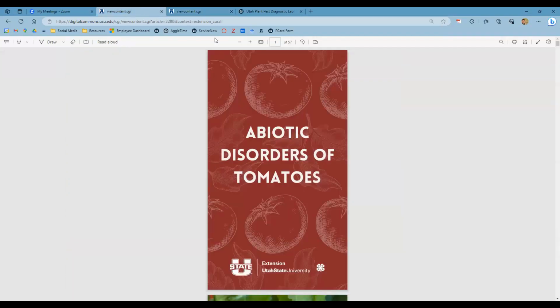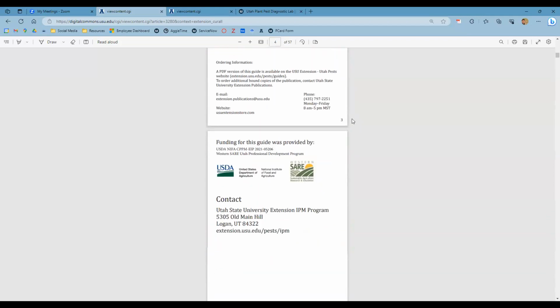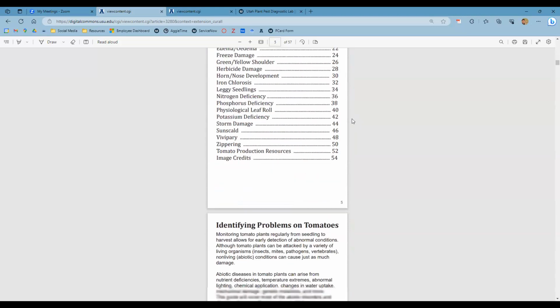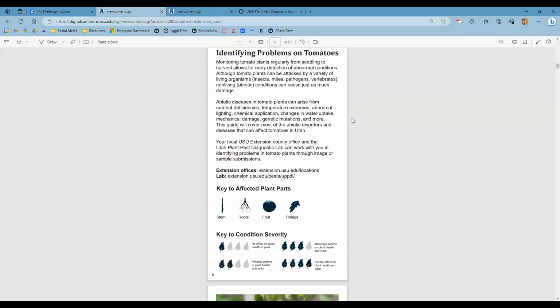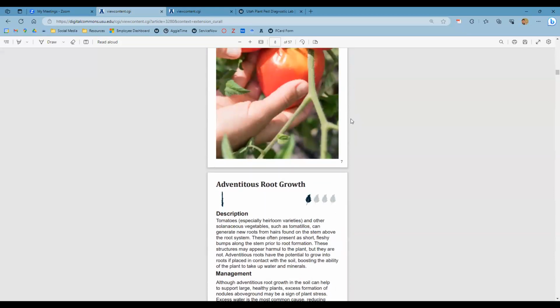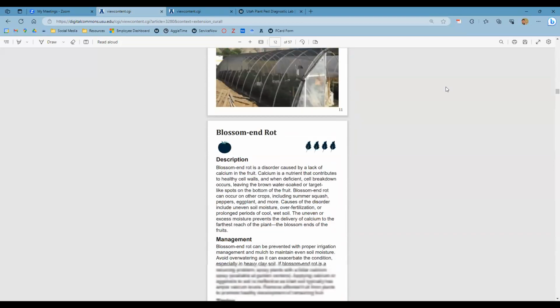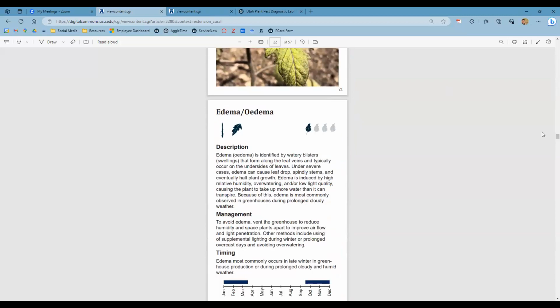Also, if you guys aren't familiar with, we have our Abiotic Disorders of Tomatoes guidebook. So this is something we put out, I think, a year or two ago. We cover all the different problems that can happen with your tomato plants that aren't a disease. So this can include different abiotic things such as the weather, and other nutrient deficiencies. So we talk about adventitious growth, blossom drop, and all sorts of different things.